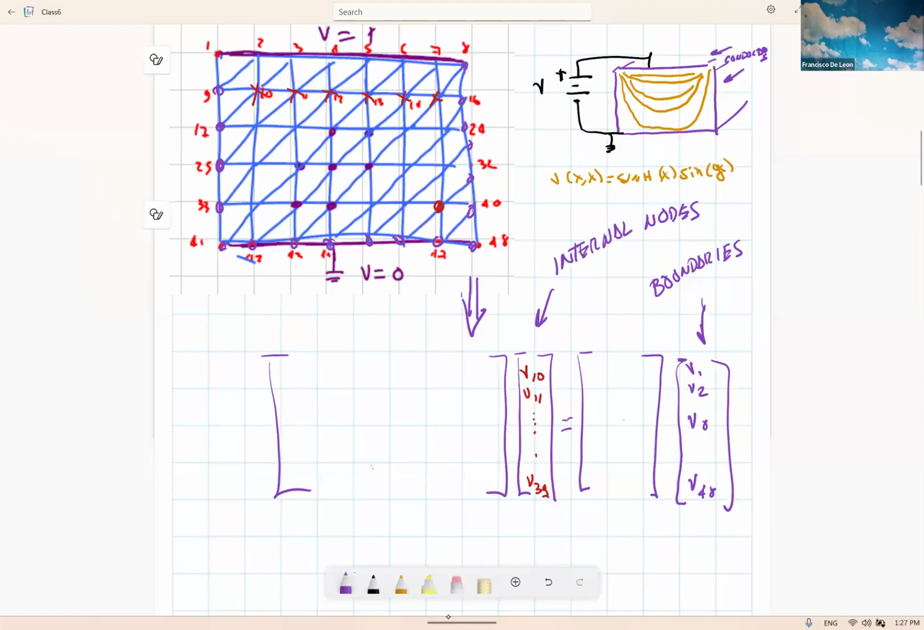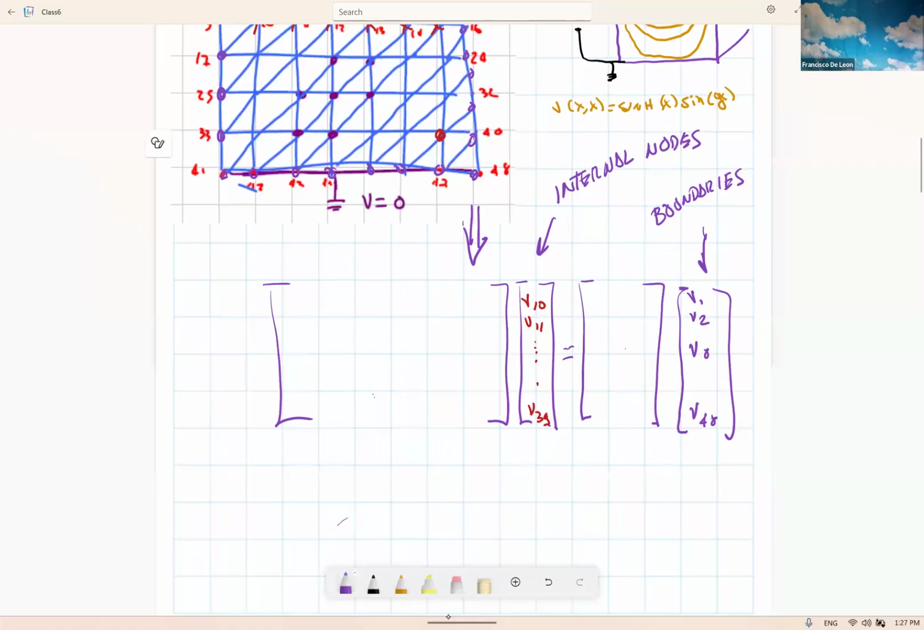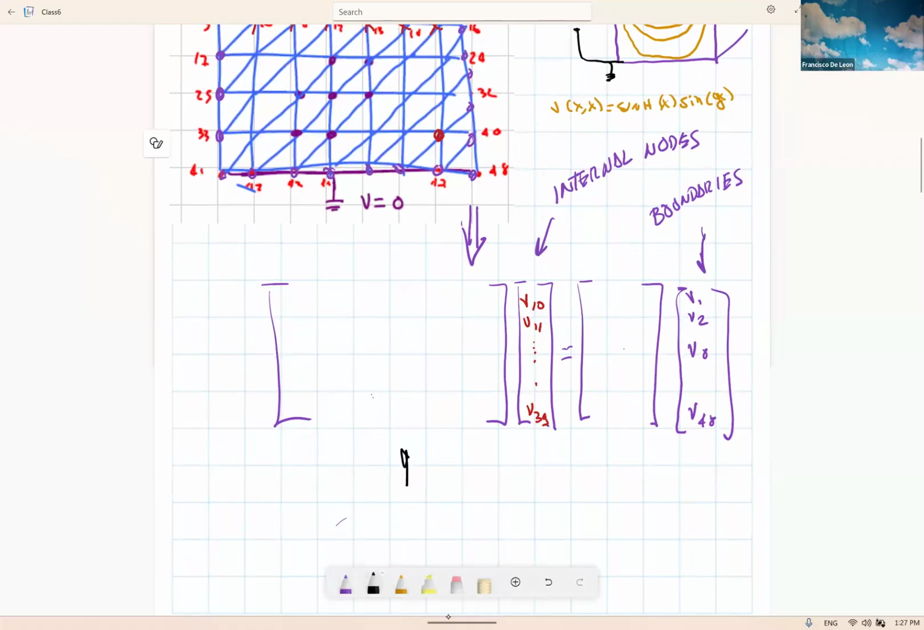Okay. And our job today is going to be to come up with a matrix. So all the class is going to be about obtaining this matrix. So today we will obtain the matrix.